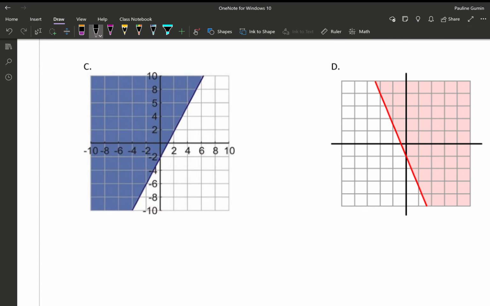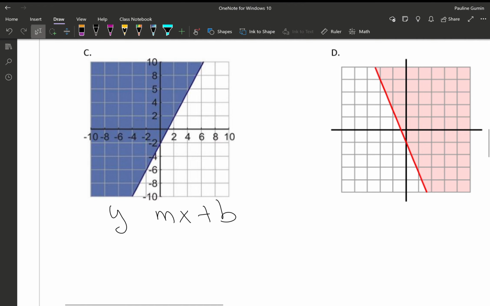All right, letter C, same thing. Let's find our slope. Let's find our y-intercept. Slope. All right, so our slope is, let's find some points. Let's use this one. And let's use that one. Why not? Okay, so this is going by 2. So we have 2, 4. So we went up 4, and then to the right 2. All right, wonderful.